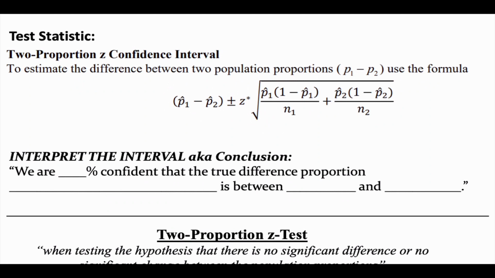For the conclusion, we are blank percent confident that the true difference, so this one is going to have the word difference in it. We're not going to say true proportion because we're looking at the difference. So we are blank percent confident that the true difference in proportion is between this and this. Just including that word difference is mainly the change.